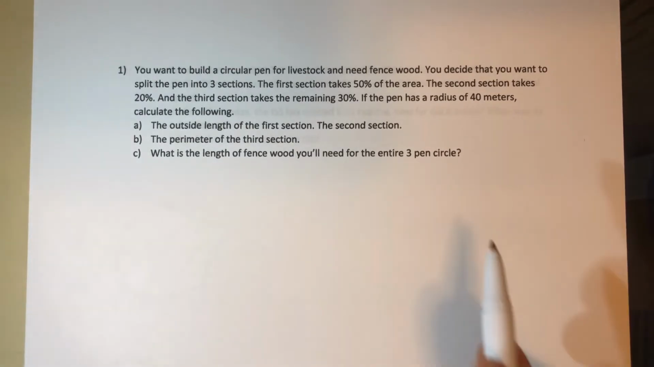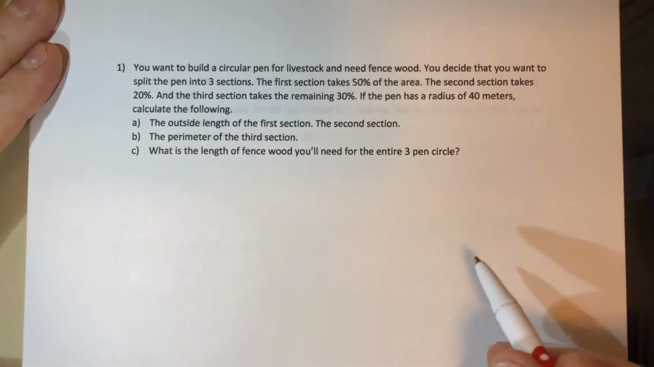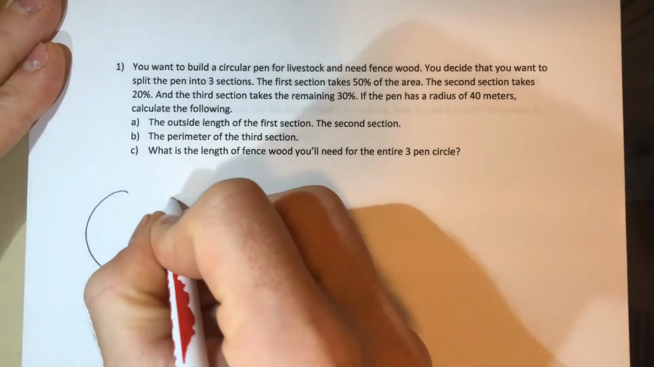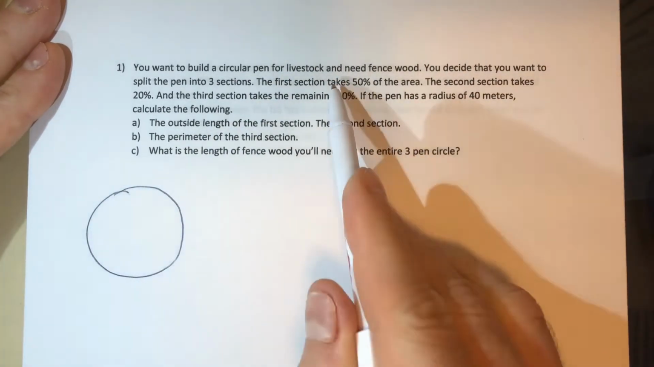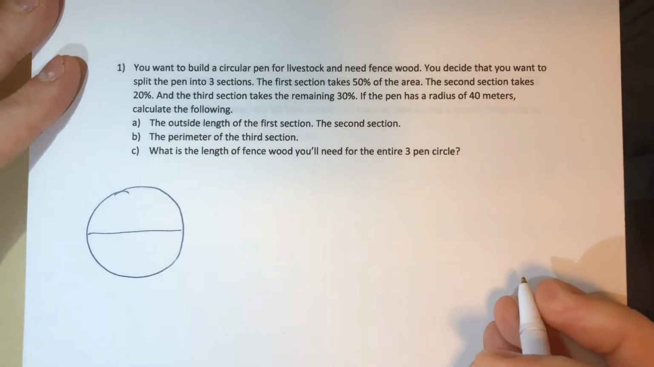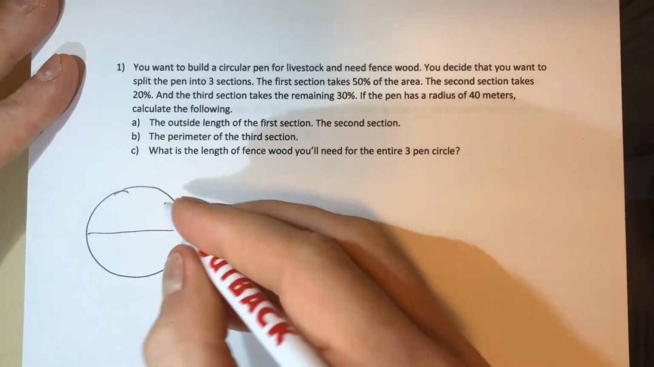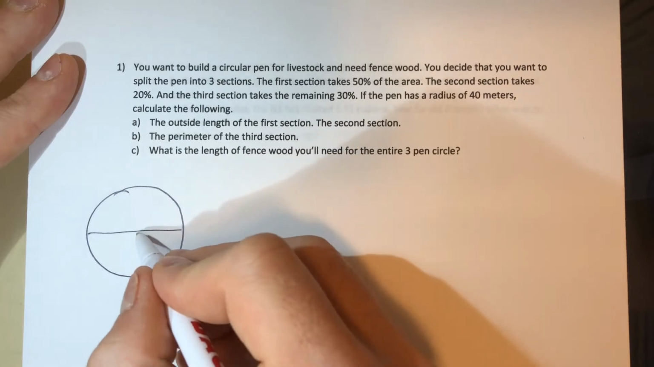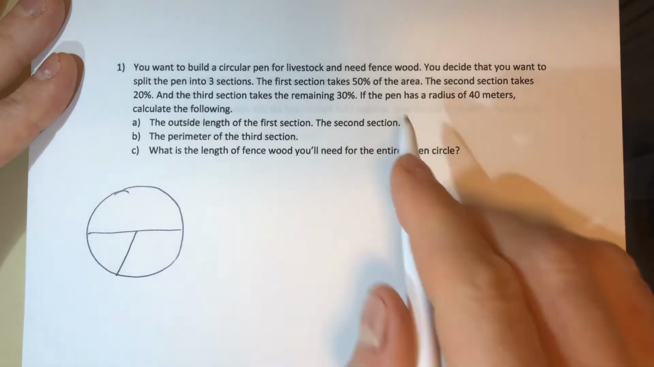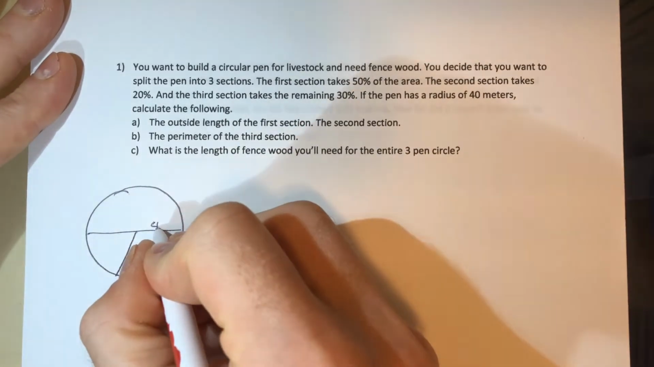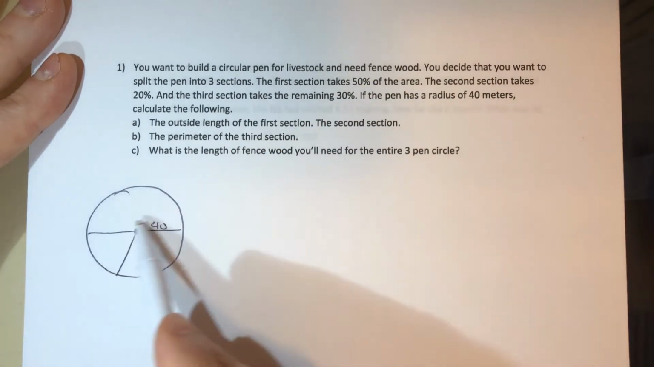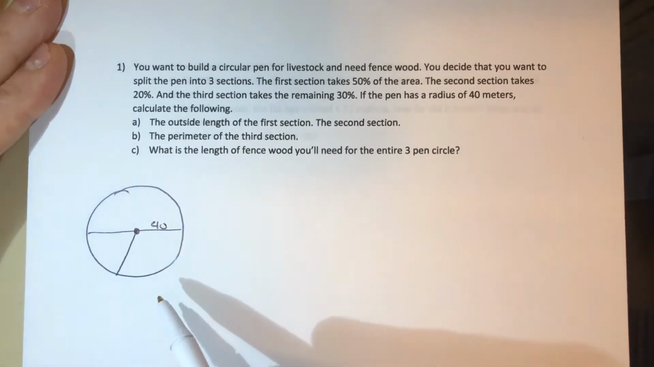Okay, so I think the best idea when we look at this is to draw a quick sketch to see what we're working with. So we have a circular pen for livestock. And if I have a nice circular pen, I know the first one takes half the area, so I'm going to cut the circle directly in half. The second one takes 20% and 30%, so I'm going to split this just off center. And we have a radius of 40 meters, so I'm going to go ahead and list that. There's the center of my pen. Looks like I've got a big section, a small, and a slightly bigger one.